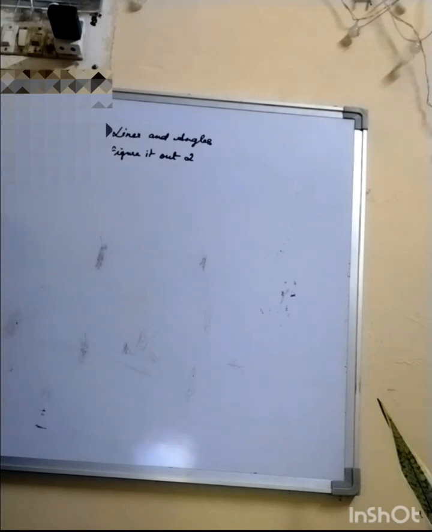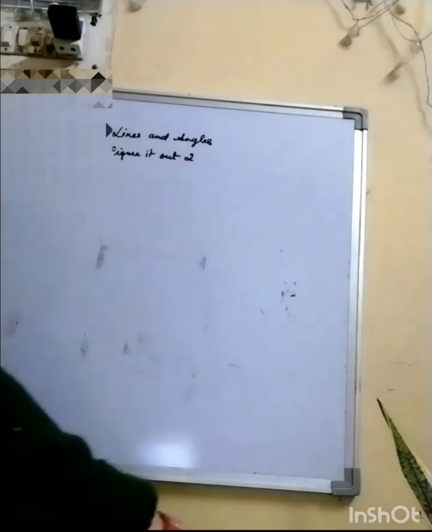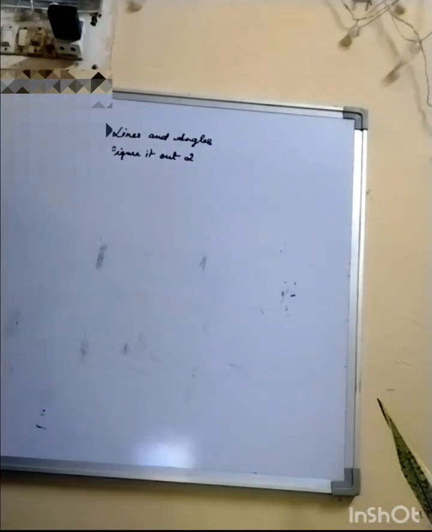Now question number 1 is: fold a rectangular sheet of paper and then draw a line along the fold created. Name and compare the angles formed between the fold and the sides of the paper. Okay, so first let us take a sheet of paper.